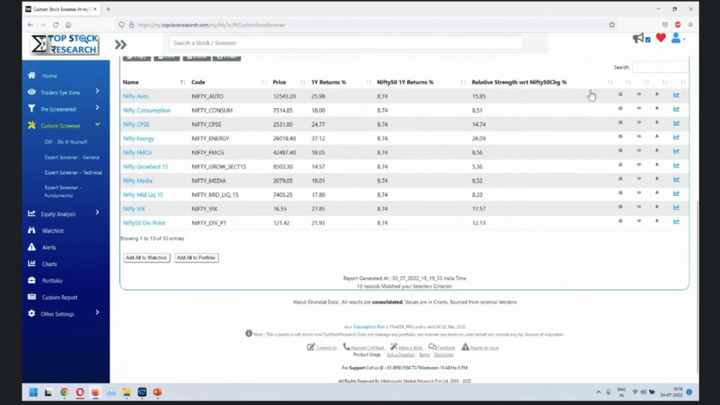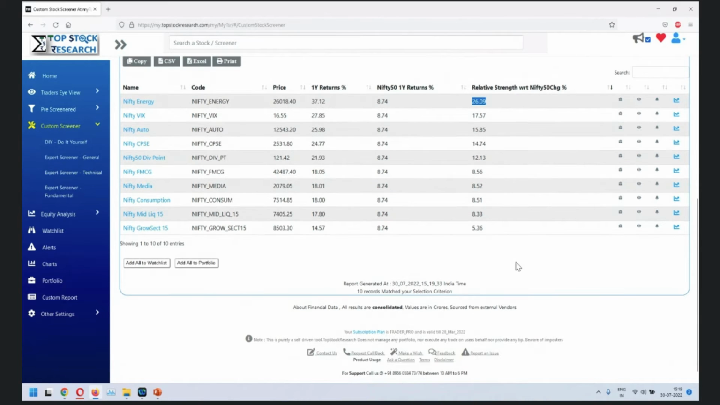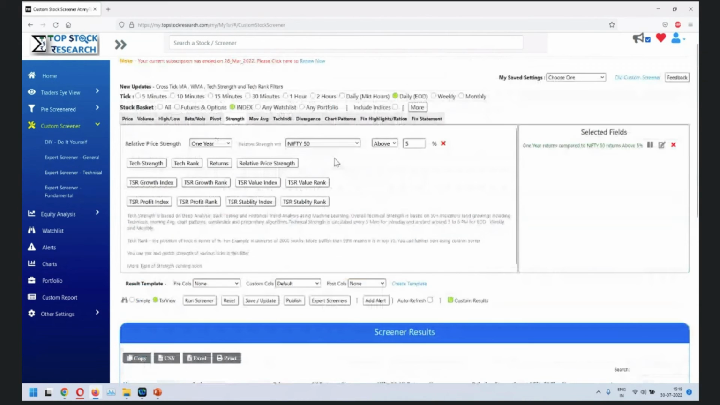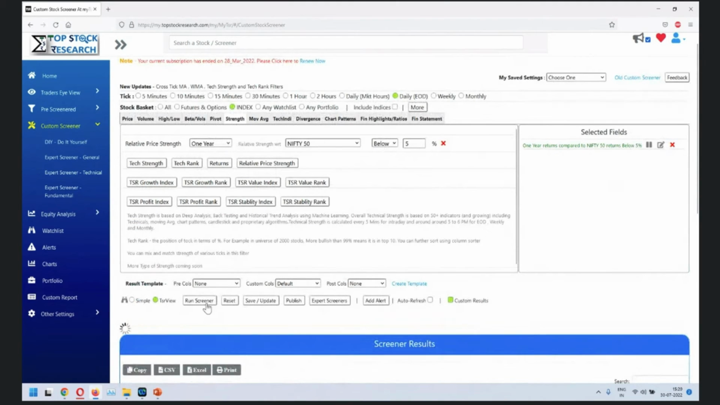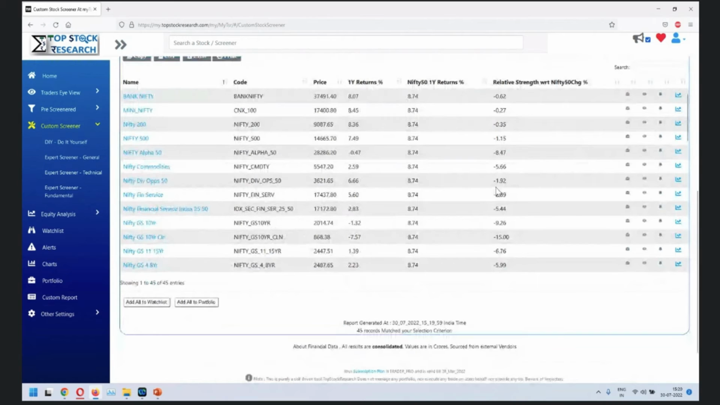So which is on top? If you see on the top is this one, energy. Energy is doing best, right? In the last 1 year compared to Nifty, energy is doing good. Nifty VIX, auto, these are doing good. A lot of stocks, if you change it to below, these are the stocks which are not doing as well as Nifty, right? For example, this one.